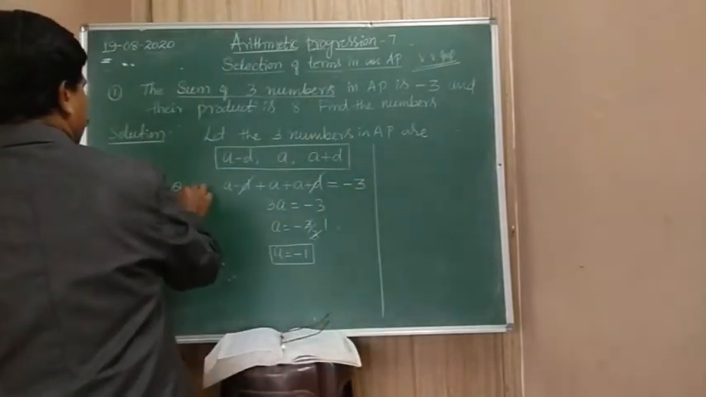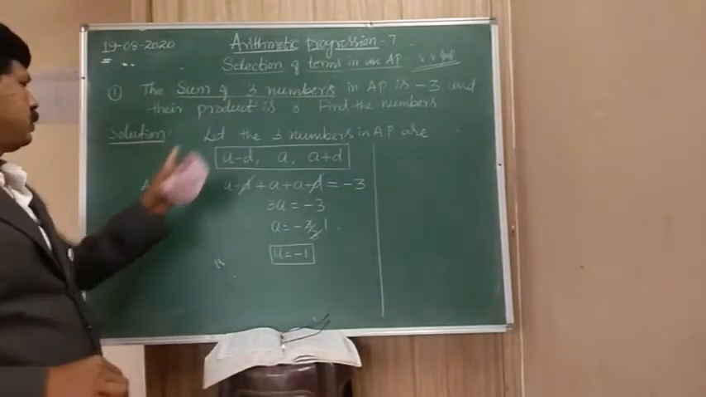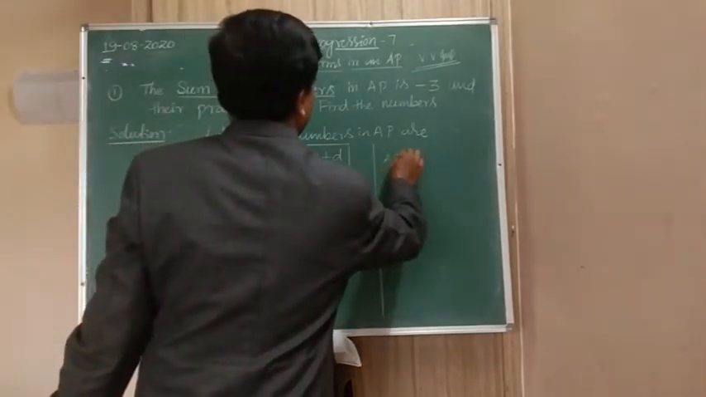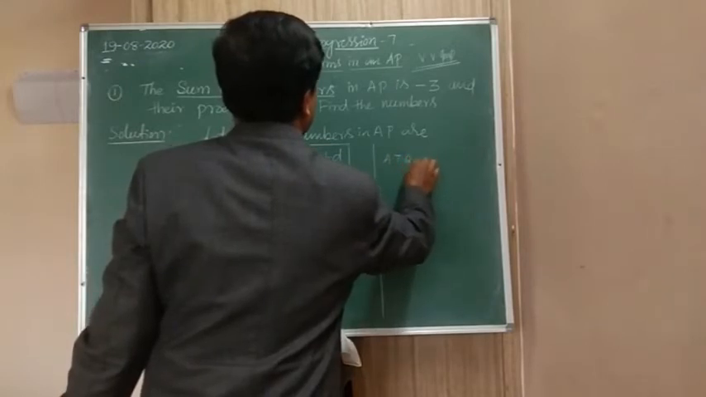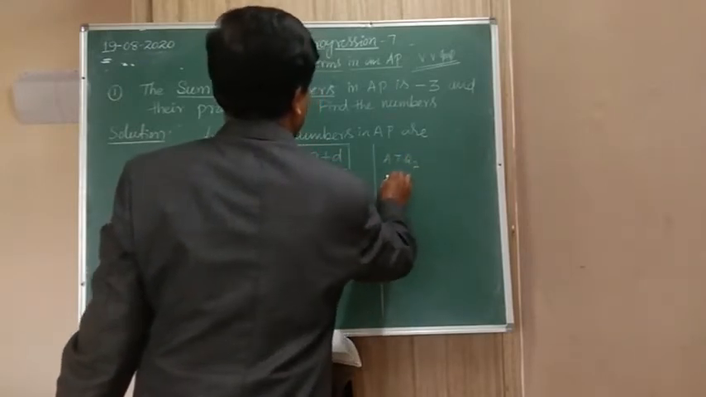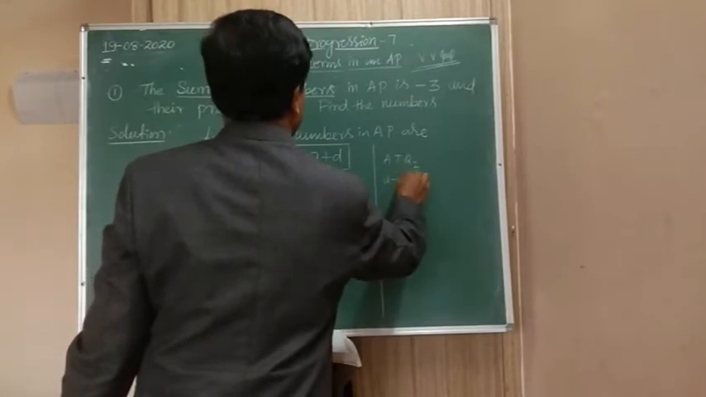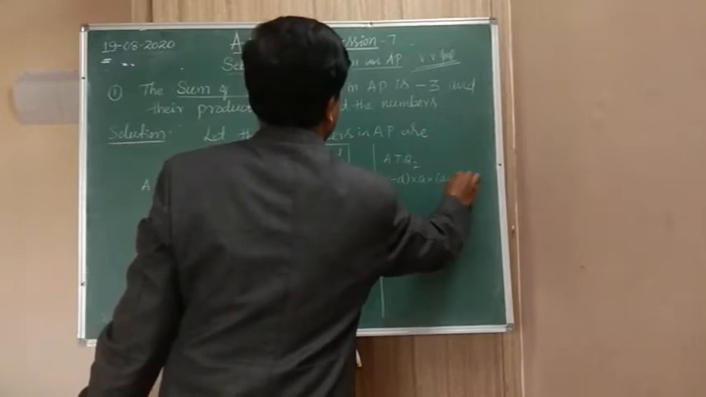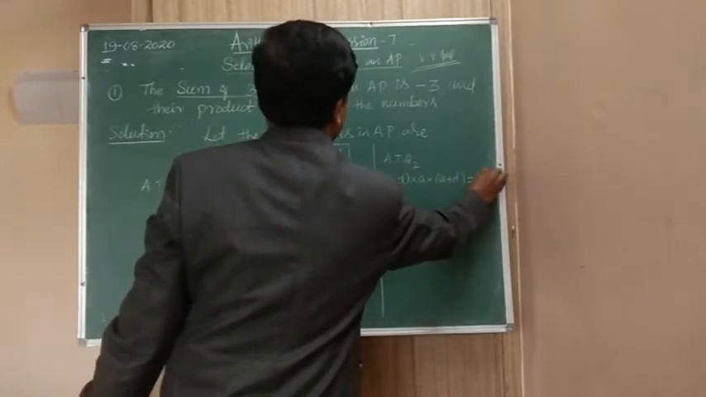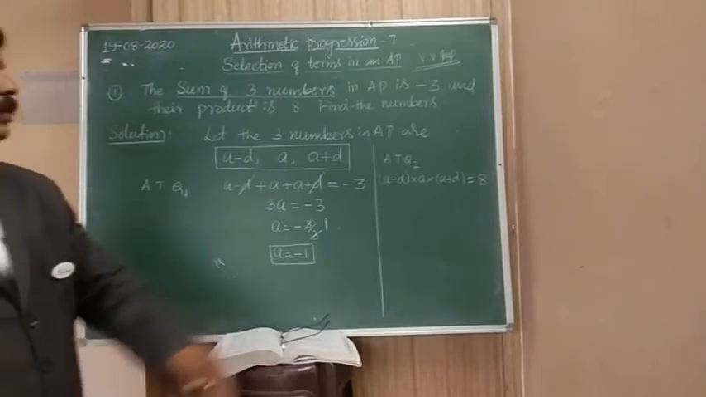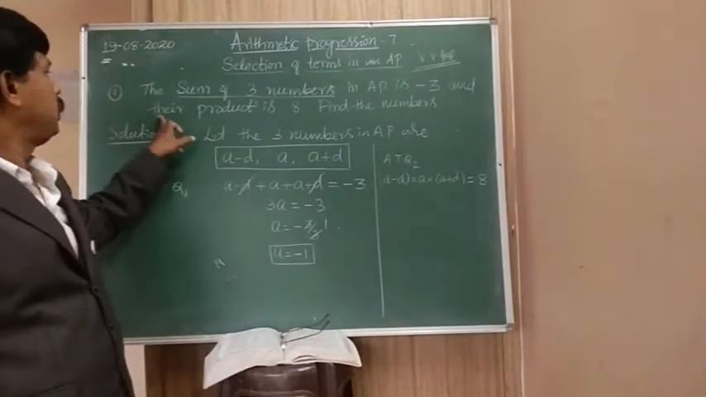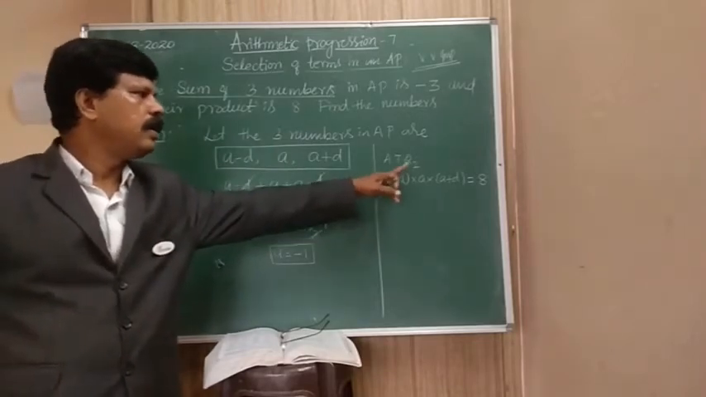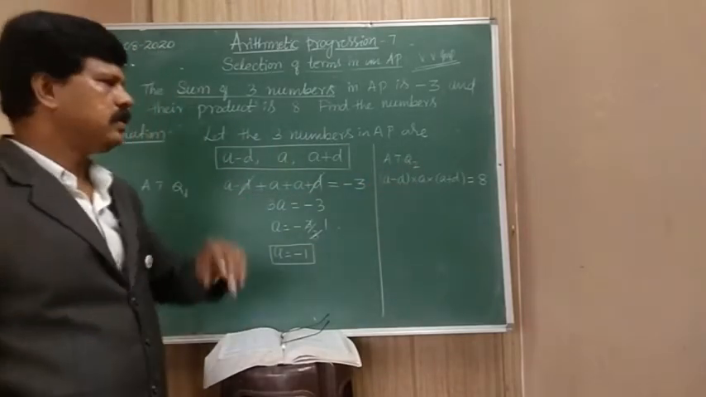Now next is what? That was statement 1, question number 1, that is the sum. Now according to question 2, the product (A minus D) into (A plus D) is given as 8. Look at that, their product is 8. So you should write like this: A minus D into A plus D.